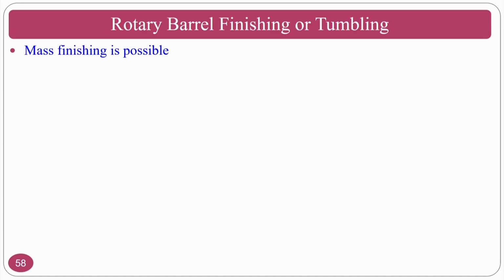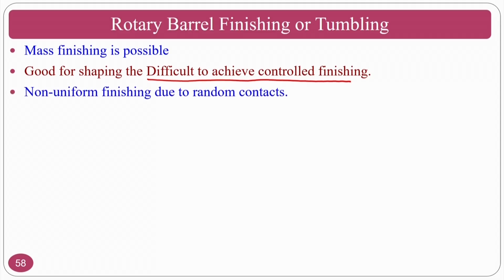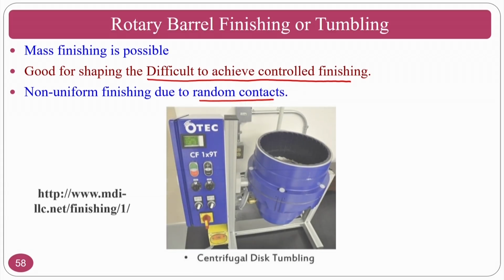So rotary barrel finishing is normally used for mass finishing applications. At the same time, it is good for shaping, but difficult to achieve controlled finishing. At the same time, there is non-uniform finishing due to random contacts, because your abrasive particles will have a random touch or randomly impinge on the components. That's why you will get random surfaces.